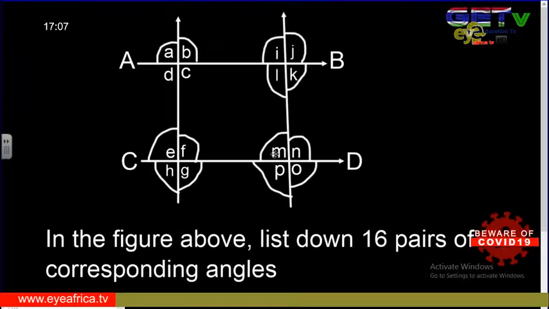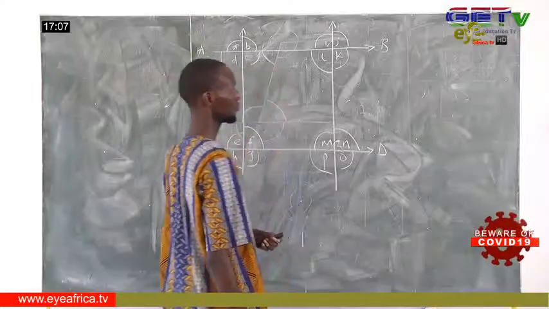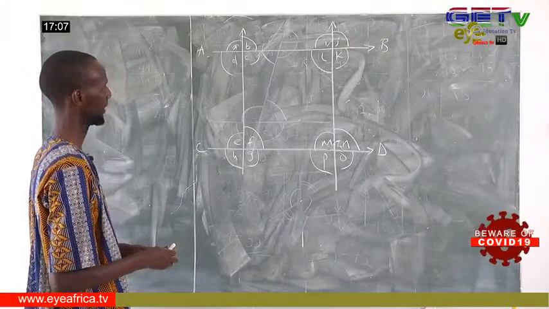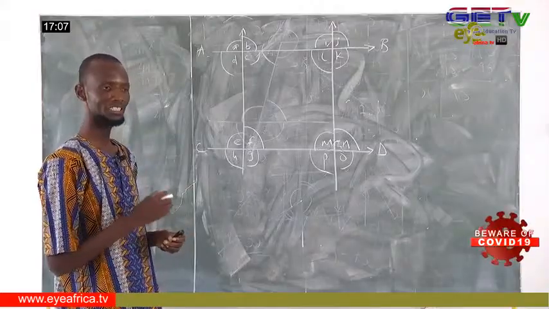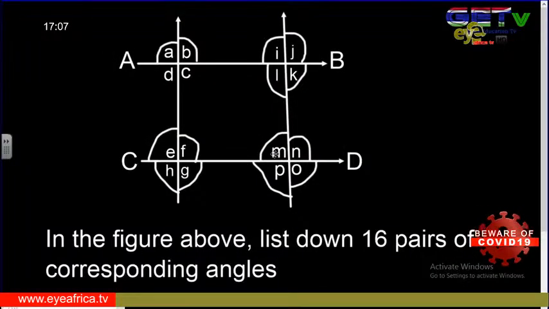Right, so we have a diagram here, and it says in the figure above, list down 16 pairs of corresponding angles. All right, we have a diagram and we are asked to list down 16 pairs of corresponding angles. Let's have the diagram here, makes it easier. So it is from this diagram that we are supposed to list down 16 pairs of corresponding angles. Now that should not scare you. The number 16 appears big, but I'm sure you can definitely get them from here.